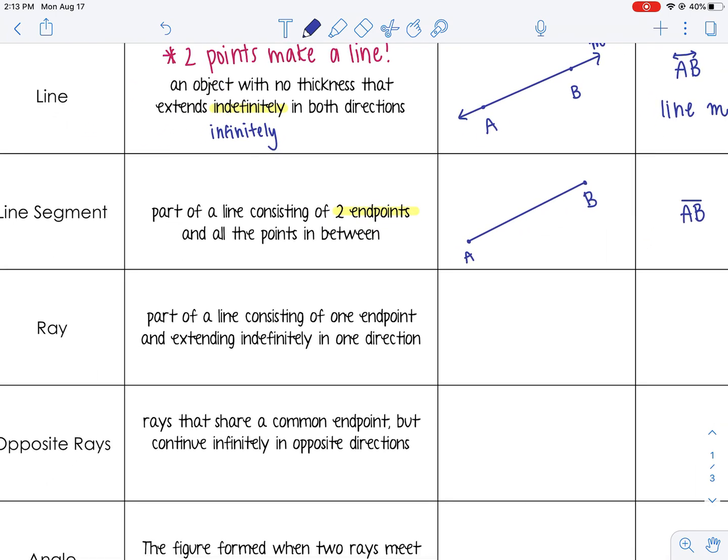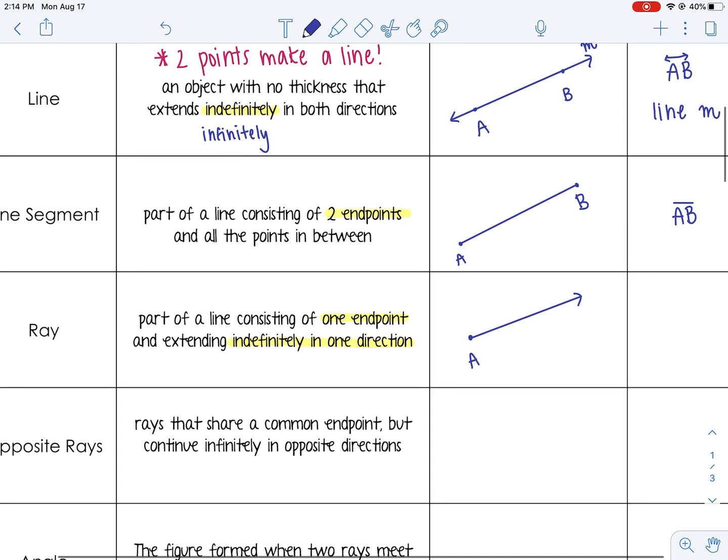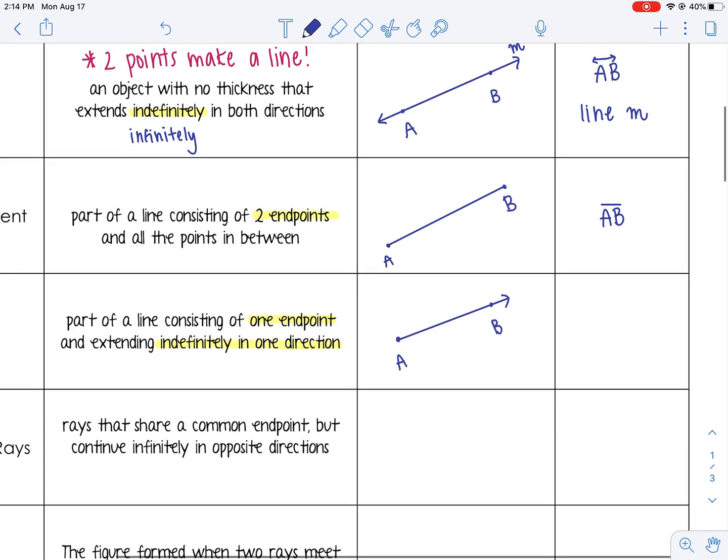A ray is part of a line that consists of one endpoint, and then it extends indefinitely in one direction. So if you think about that, I've got one endpoint. Let's just call that A. And if it extends indefinitely in one direction, what do you think would go at the other end? Well, hopefully you answered arrow, and if you did, you are correct. And over there, I always have to have 2 points for segments, lines, rays are the same. So I'm going to call this point B. I would name this ray AB.